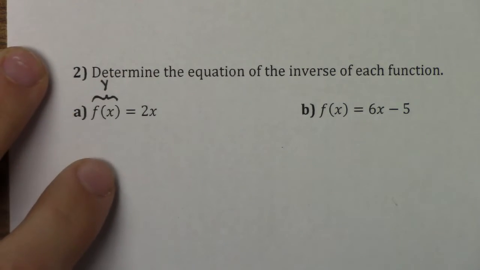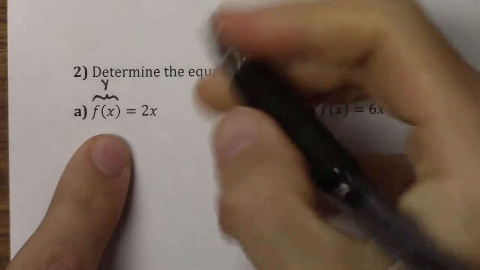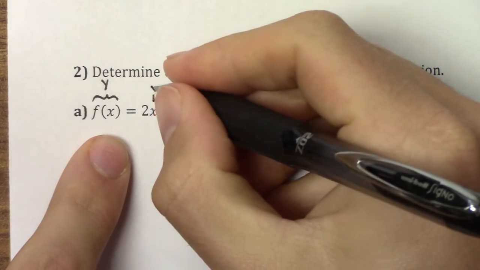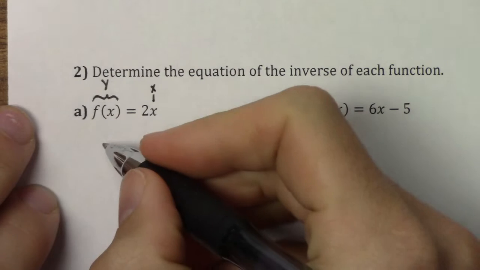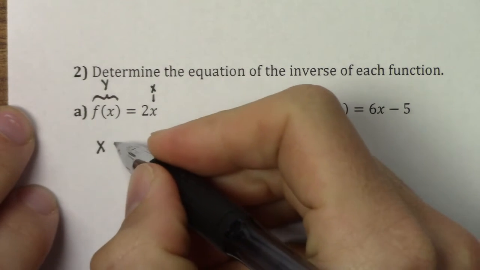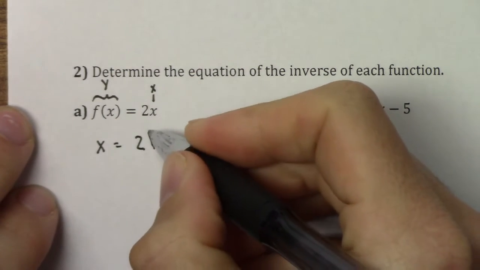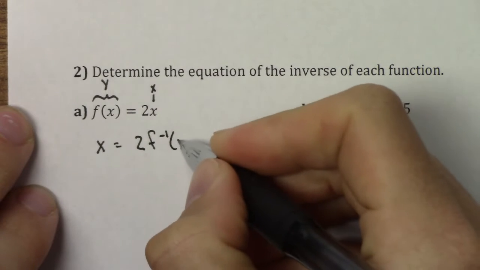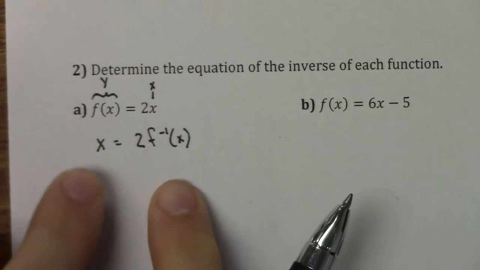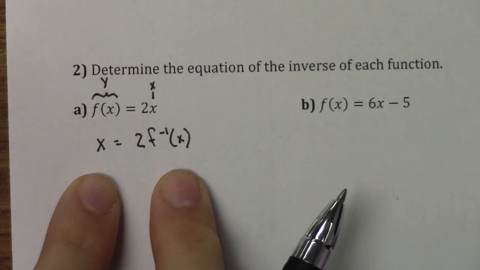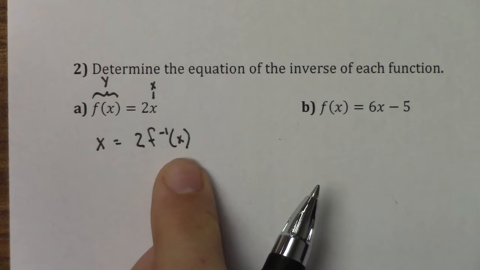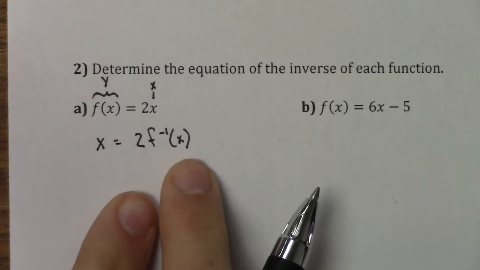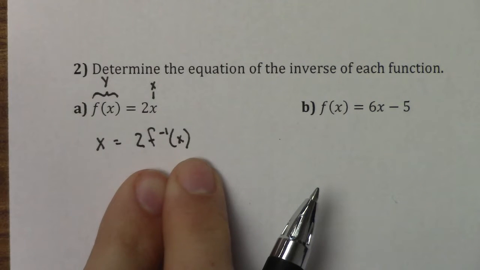So what I'm going to do right now is swap my x and my y, and make the switch to an inverse. So in other words, I now have x is equal to 2 f inverse of x. All I've done is take my x and my y and switch spots, and made note that I'm now finding the inverse. And now it's just a matter of getting my f inverse by itself.